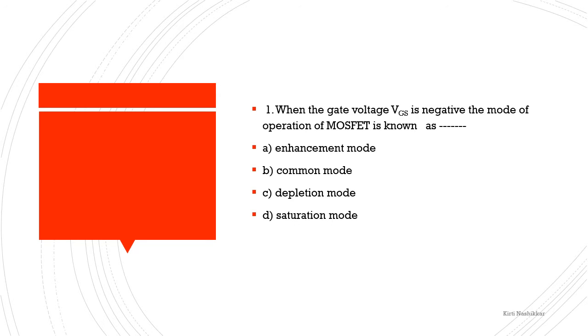Now the very first question is, when the gate voltage VGS is negative, the mode of operation of MOSFET is known as. Now VGS is actually the voltage which is applied between the gate and source terminal of the MOSFET. There are two types of voltage that we can apply to the MOSFET. If we are applying negative voltage, then the MOSFET is working in the depletion mode, and if this voltage is given in the positive mode, then the MOSFET is operating like the enhancement mode MOSFET. Now here VGS is negative, so option C is the correct option, depletion mode.